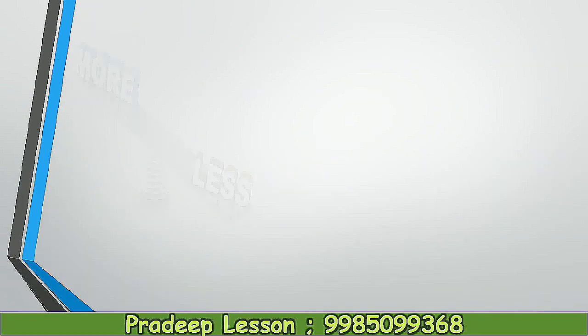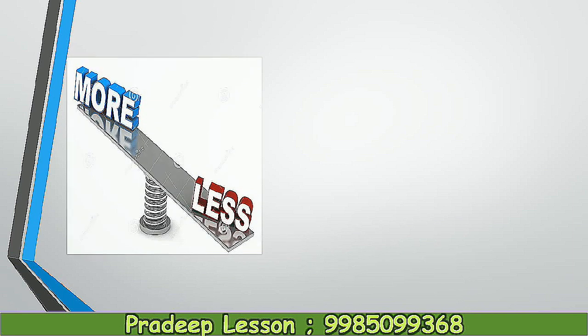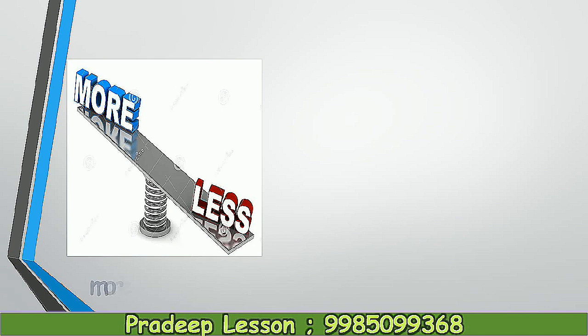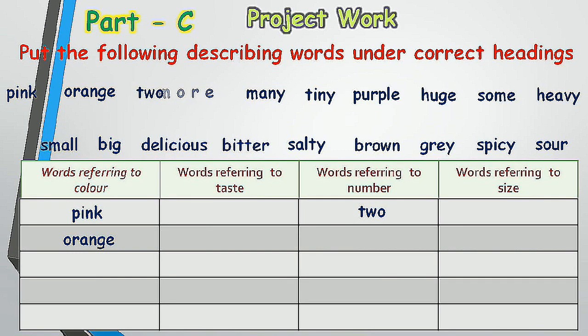And then here there are two words. One is more and the second one is less. Here more stands for high. The word more is referring to number. Here more goes to number in this table.